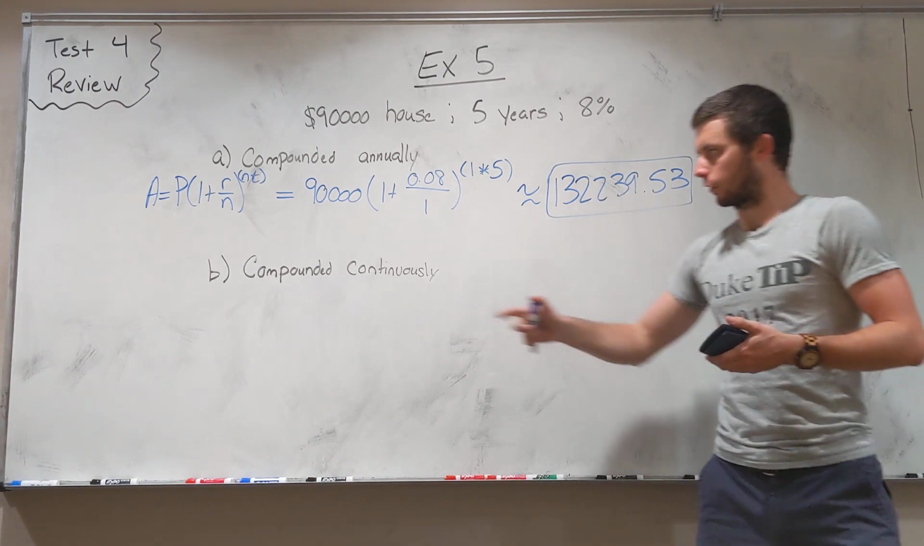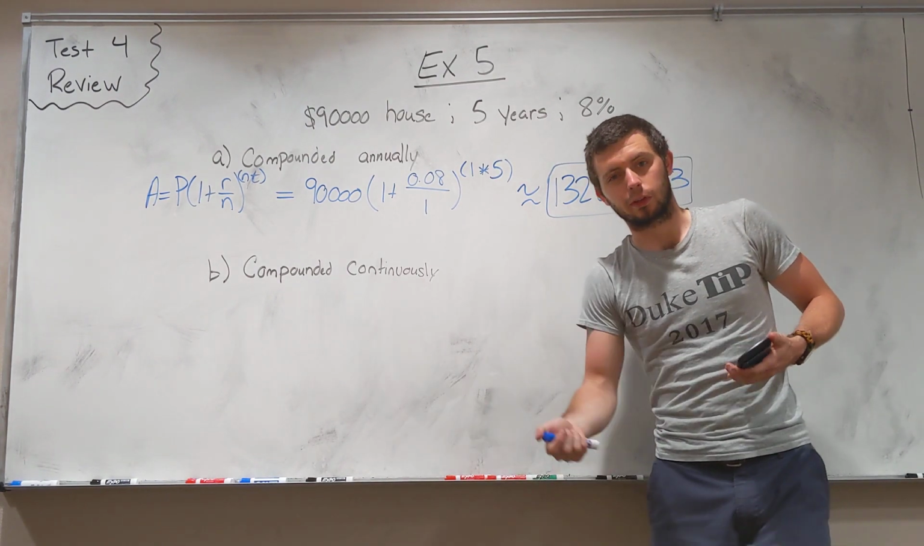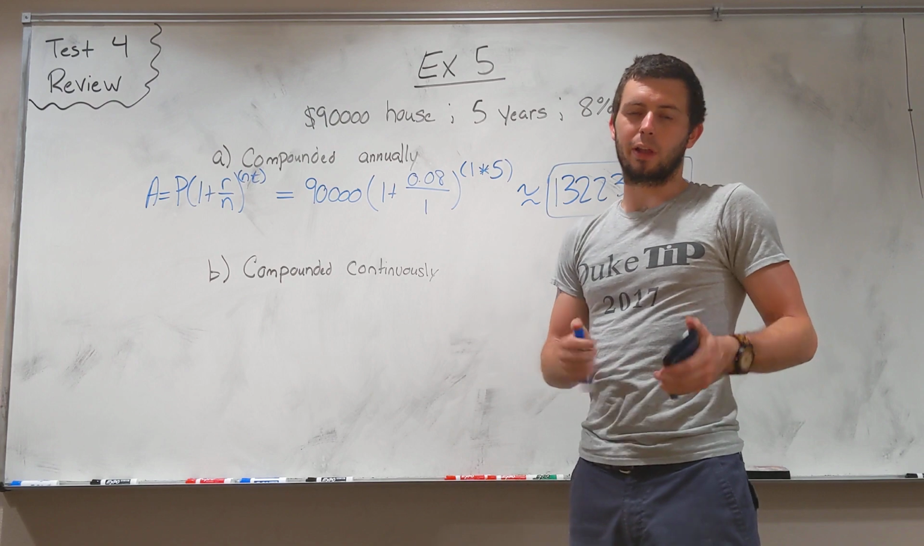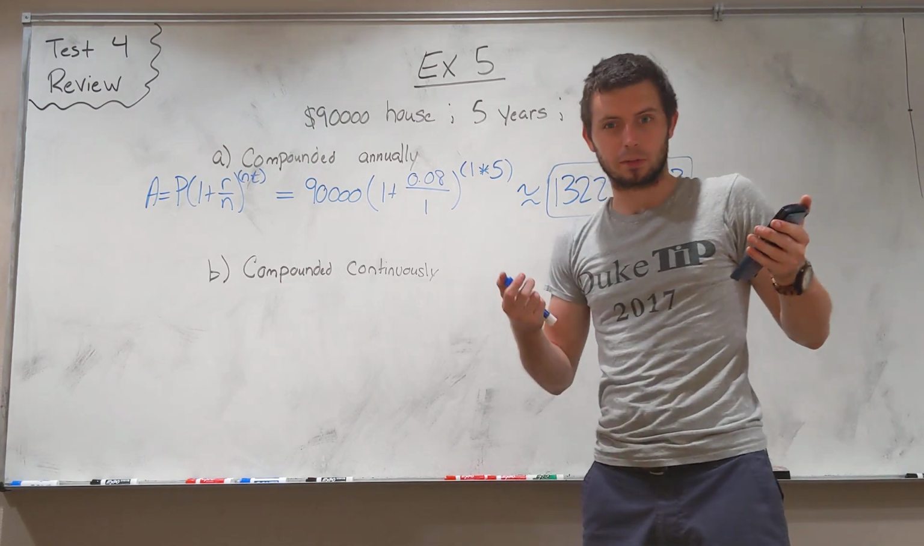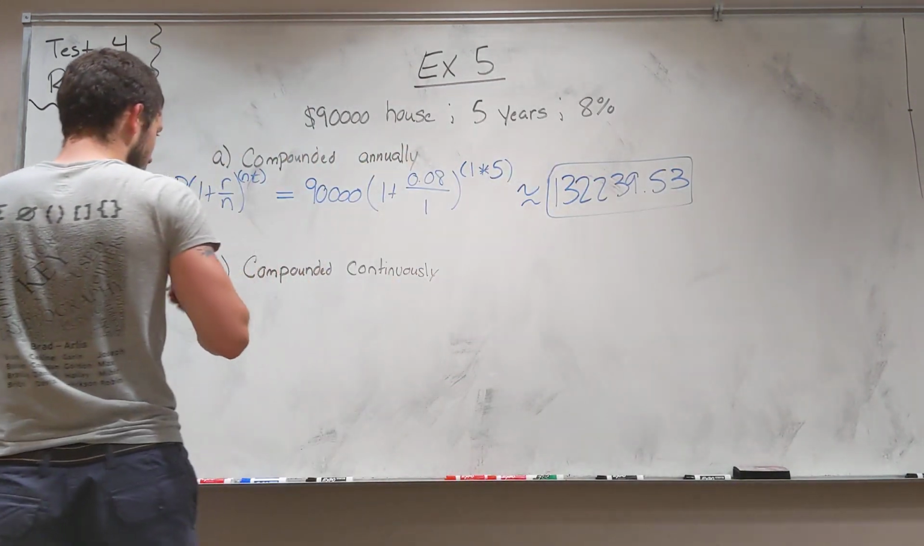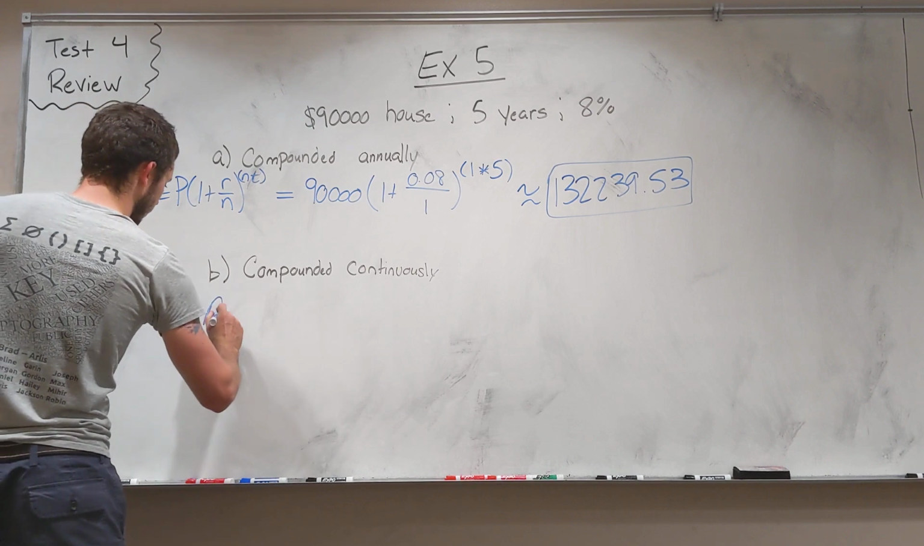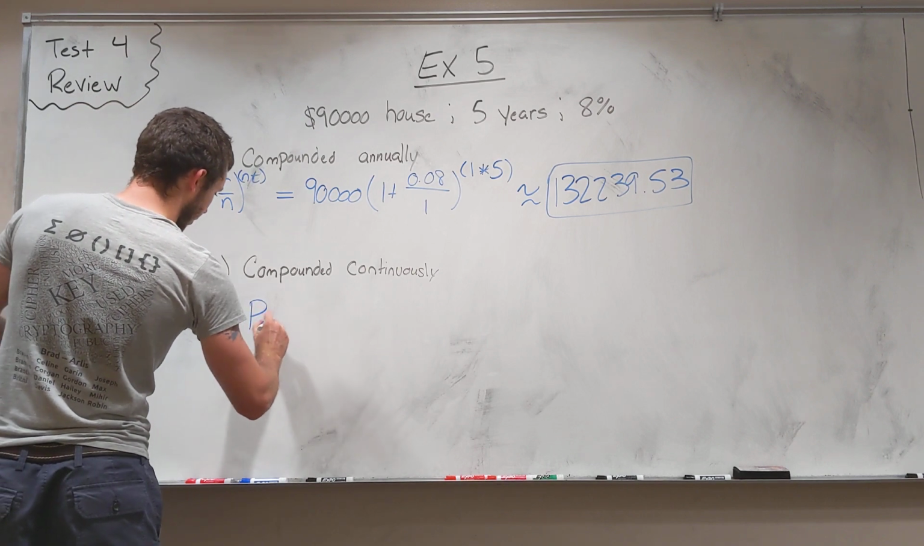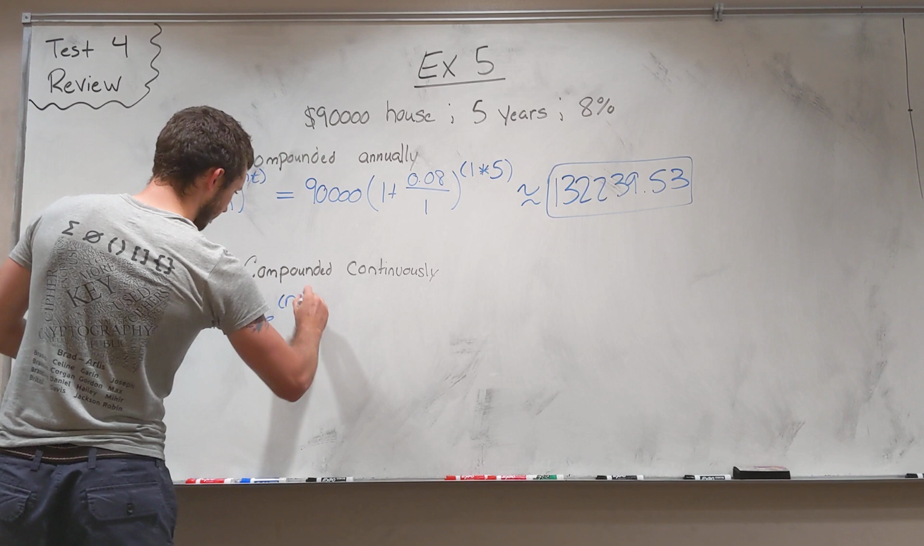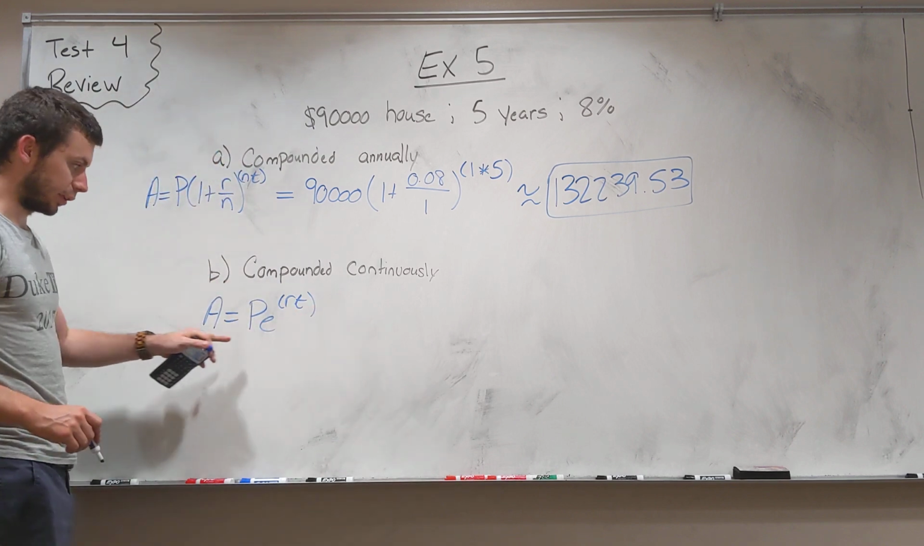And the other part of this is asking for us to compound continuously. So again, I'm going to build that exponential equation thing that I mentioned. So remember, the initial formula for compound continuously is the Pert formula.